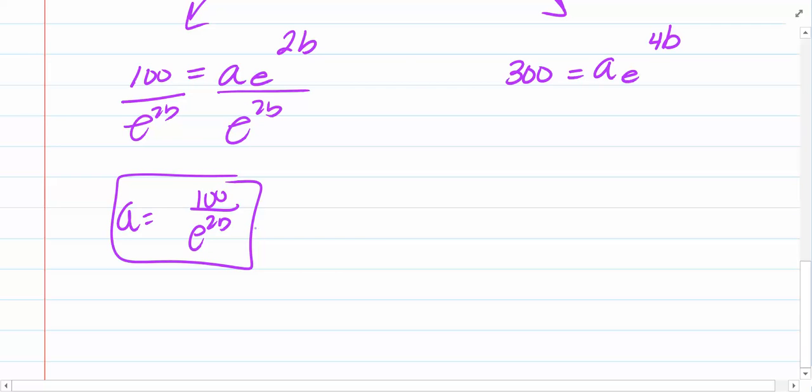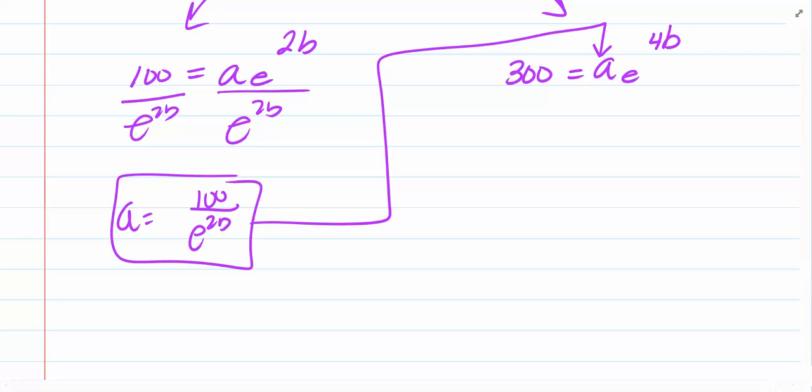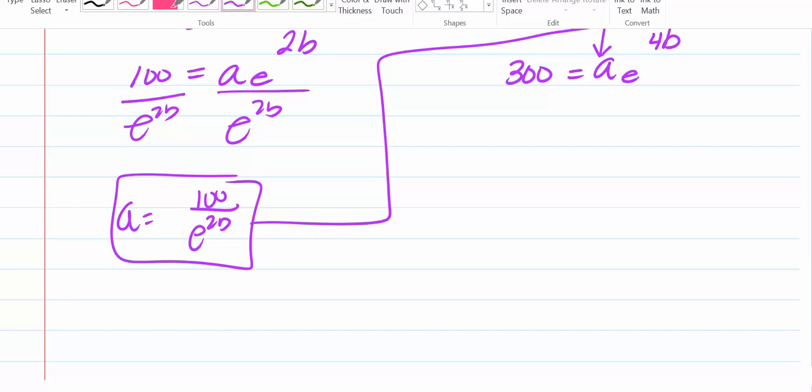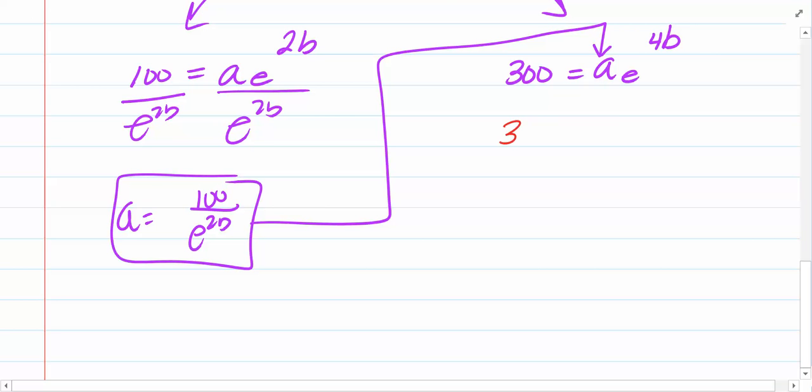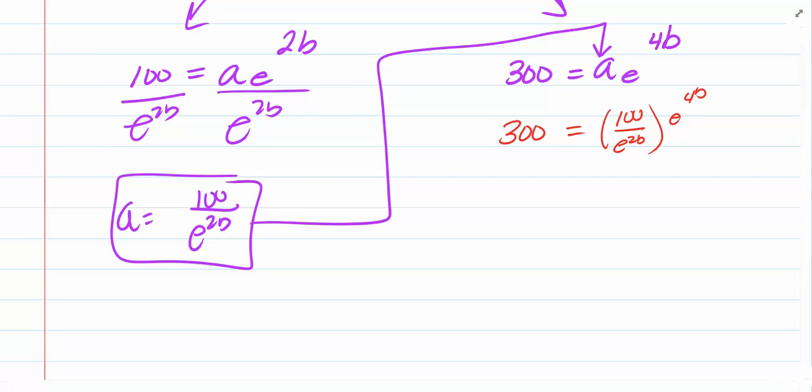Good. Now I'm going to take this information. Look where I'm going to put it. I'm going to put it right there. Follow that arrow all the way over. I'm going to put that information right there. So moving right along here, here's what we get. I'm going to change colors on you to make it more important and more fun. So I'm going to get 300 is equal to 100 over e to the 2b multiplied by e to the 4b.